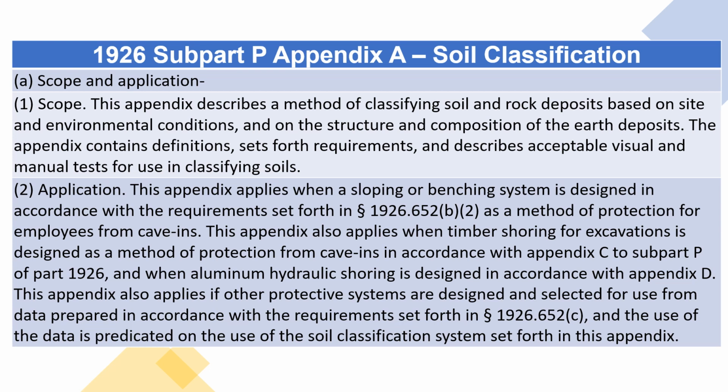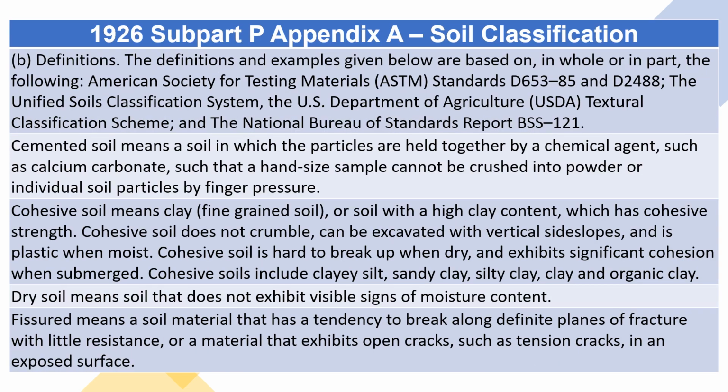this appendix. B. Definitions. The definitions and examples given below are based on, in whole or in part, the following: American Society for Testing Materials, ASTM, Standards D653-85 and D2488, the Unified Soils Classification System, the U.S. Department of Agriculture, USDA, Textural Classification Scheme, and the National Bureau of Standards Report BSS 121.